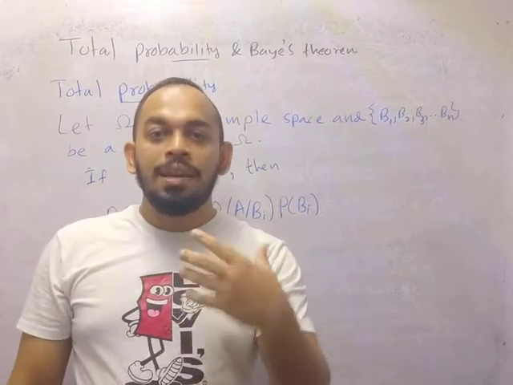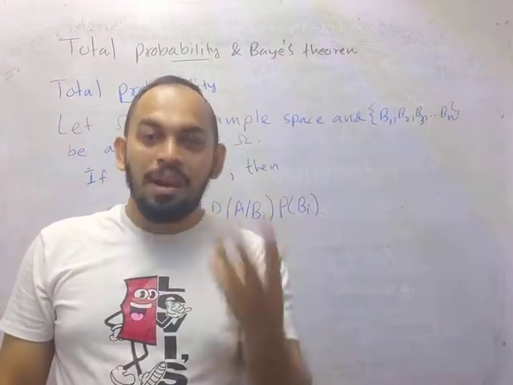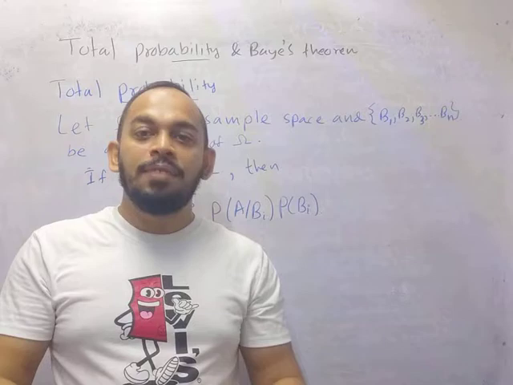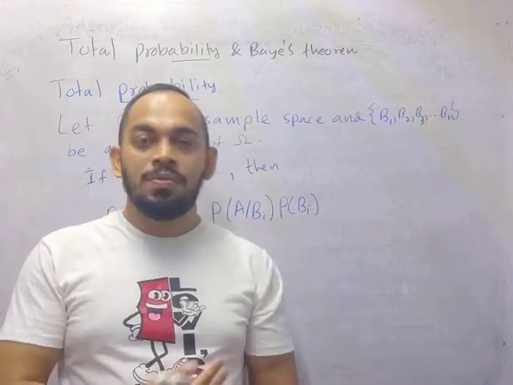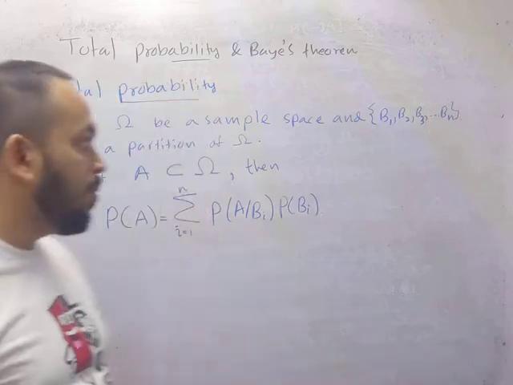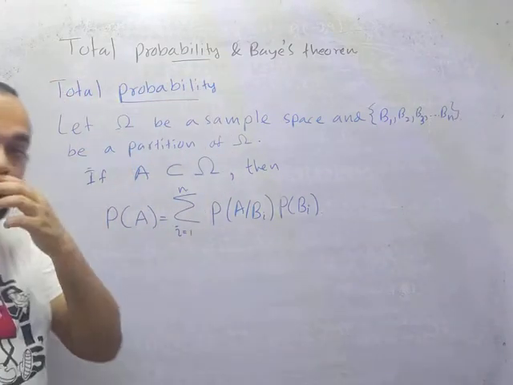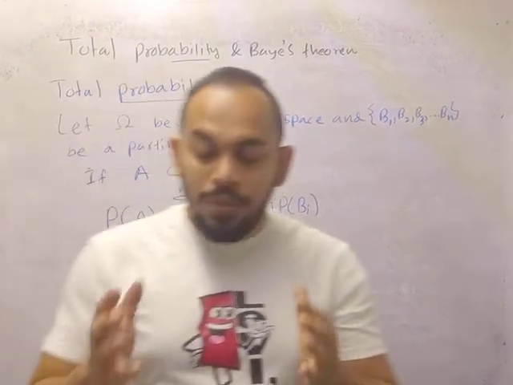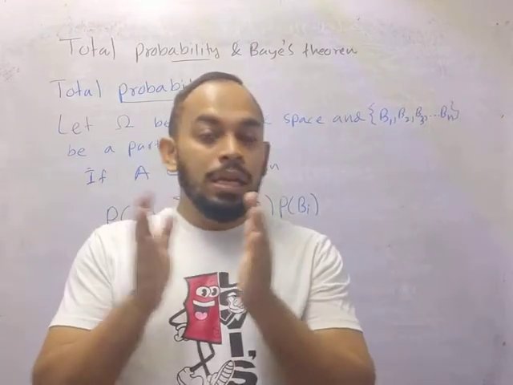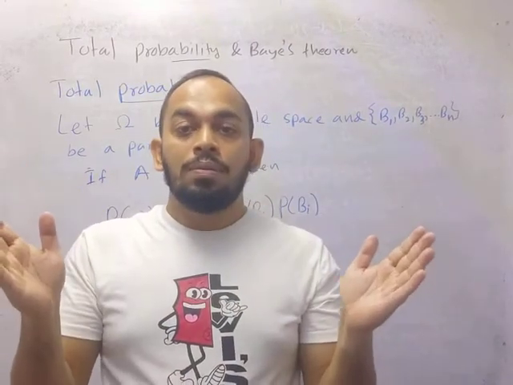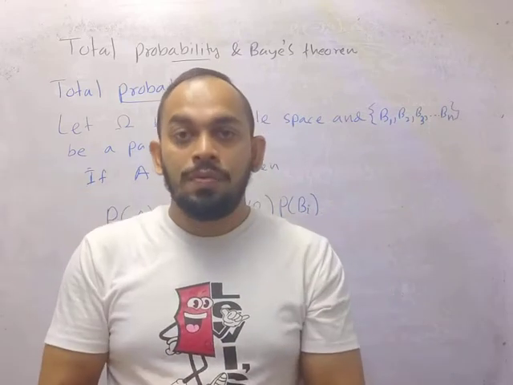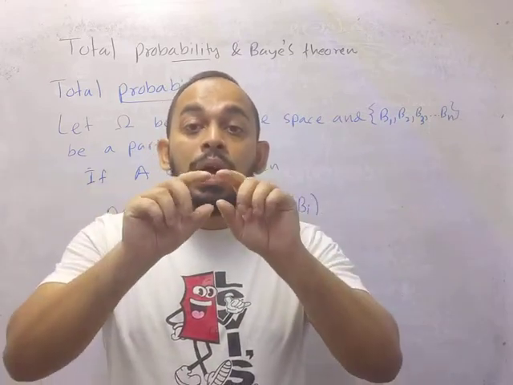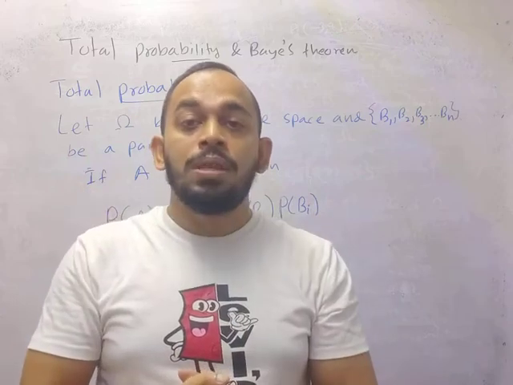Now probability is a number. So probability deals with numbers. We can add them, multiply them, subtract them, divide them, do whatever we want with them. So what is total probability? Now suppose our sample space can be divided into events that are mutually exclusive and exhaustive. So we call them the partition of the sample space.